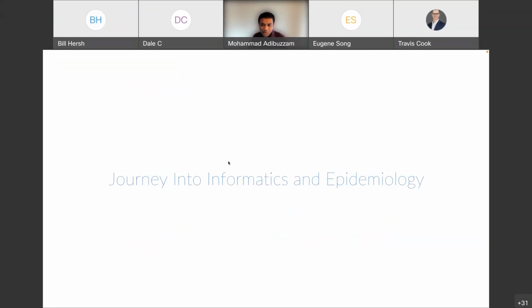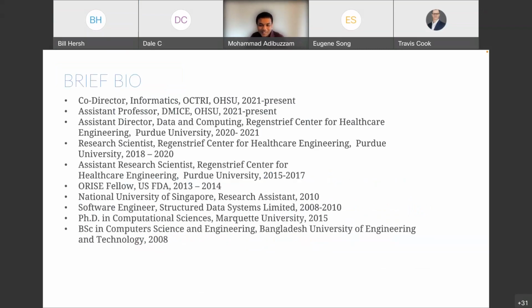So starting with my journey into informatics and clinical epidemiology. Bill already did a very good summary of my background, but my undergrad degree was in computer science and engineering, and then I had a PhD in computational science. After my undergrad, I worked as a software engineer for a few years, and then I worked in Singapore as a research assistant for the National University of Singapore for a few months, and then came to the US, working on a PhD at Marquette University in computational science. During my PhD, I got a chance to work at the US FDA for a few years as an ORISE Fellow, which stands for the Oak Ridge Institute for Science and Education Fellow. That really had a deep impact on the trajectory of my career. So I'll talk about that in the first half.